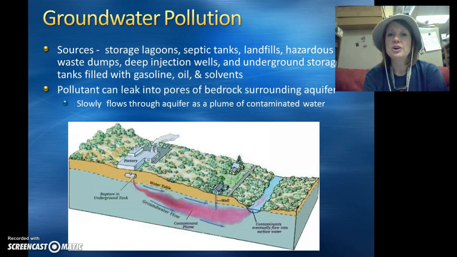It's very slow and it's hard to control, so a lot of times if there's a pollutant in groundwater, there's not really much you can do to clean it up. It's just kind of a waiting game. So the first thing you would need to do is to control the spill itself and then just monitor the drinking water.